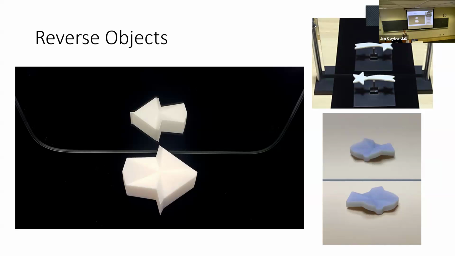Reverse objects. This is the one that I used in the announcement of my abstract. If I get an arrow pointing to the right or other diagrams pointing to the right, how come in the mirror? Well, it just goes in a reverse direction. Right?